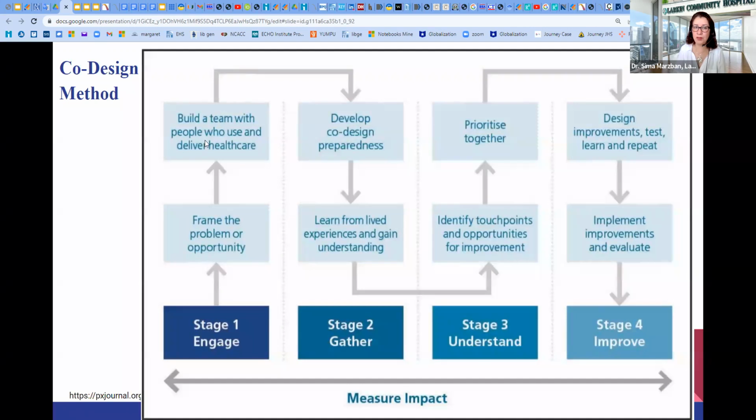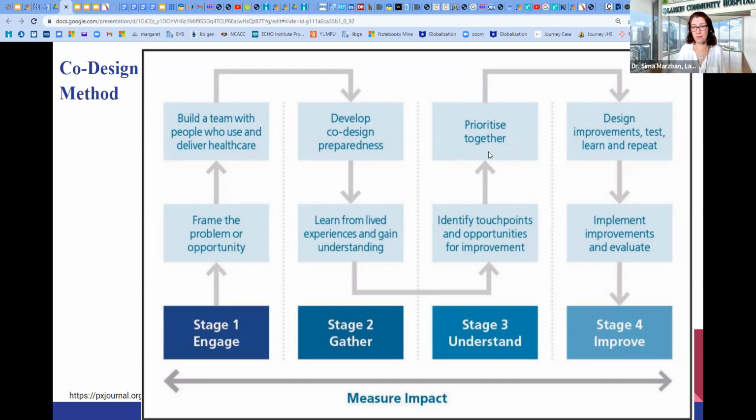You see here, building a team with people who use and deliver healthcare, and frame the problem opportunity, stage 1 of the co-design. Develop co-design preparedness, learn from lived experiences. Please remember these golden terms: learn from lived experiences and gain understanding. There are a lot of opportunities for physicians, nursing, and care providers to learn from experiential knowledge of the patients and incorporate that information into our purely scientific information that comes from texts or references or different resources for scientific knowledge. So it's very important to include that knowledge in designing a new intervention in our department.